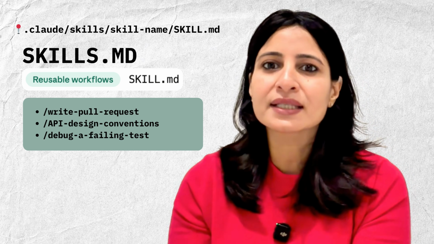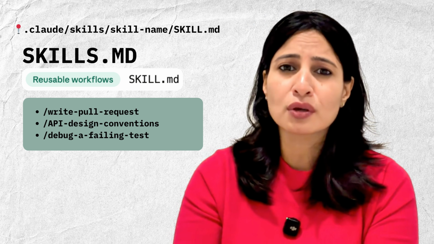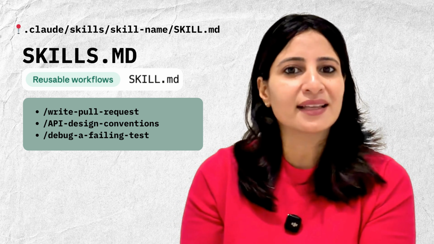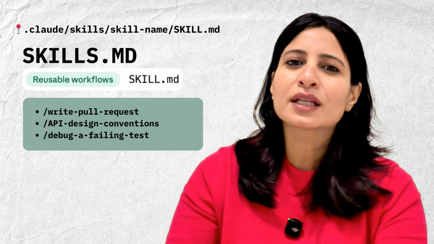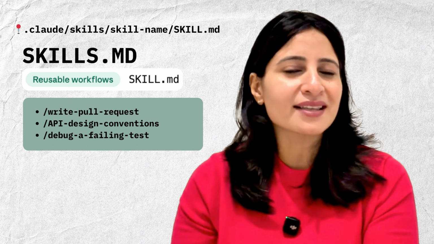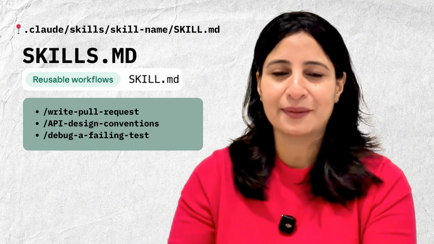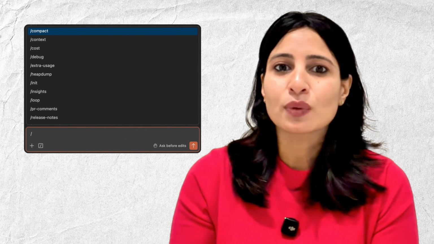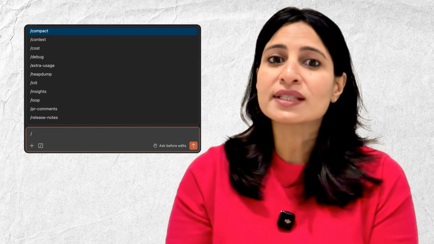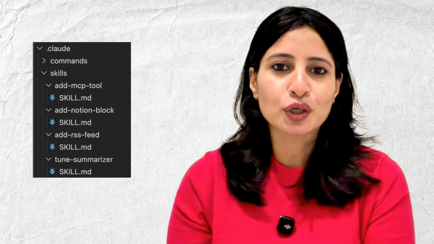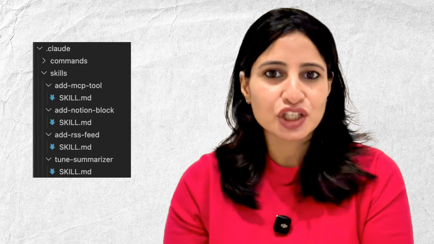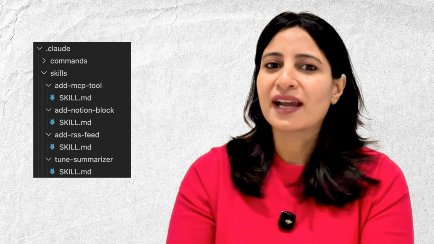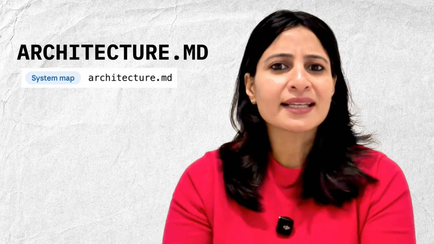Examples could be a skill for how to write a pull request or your API design conventions or how to debug a failing test in the repo. Through skills, Claude will perform each of these tasks with the same instruction every time. And do you know, Claude has a few inbuilt skills too, which it invokes every time the situation matches. So place your skill file under .claude/skills/your skill name.